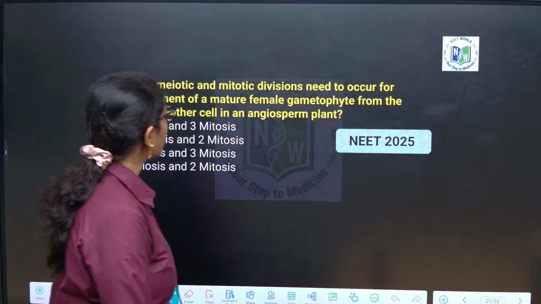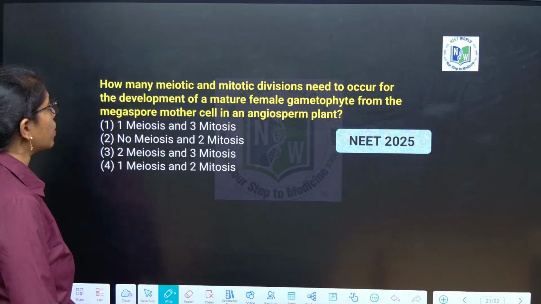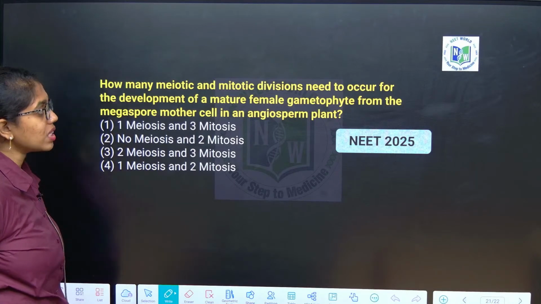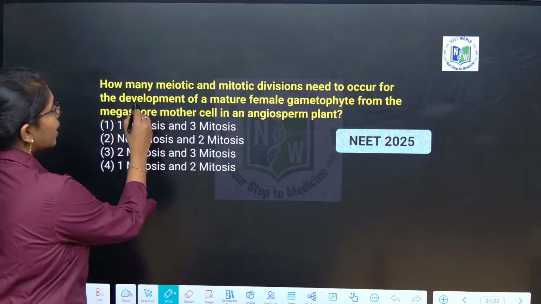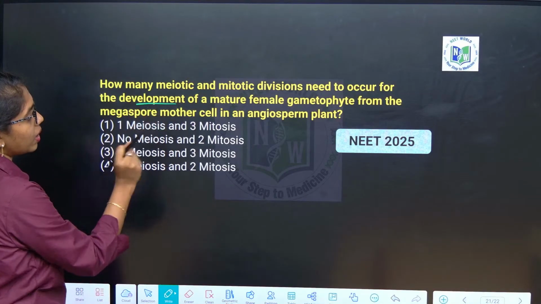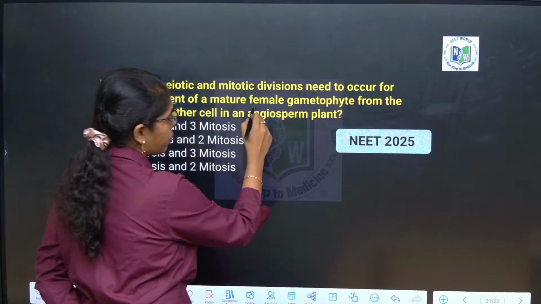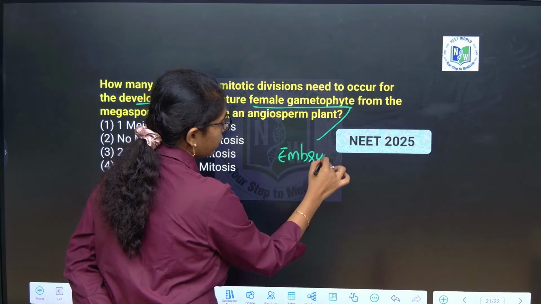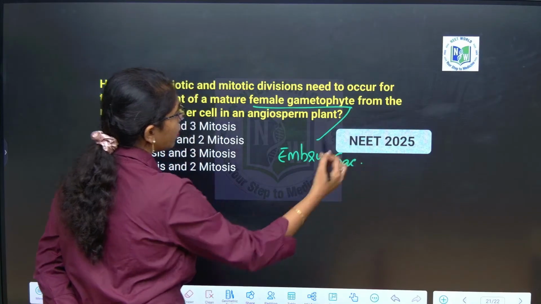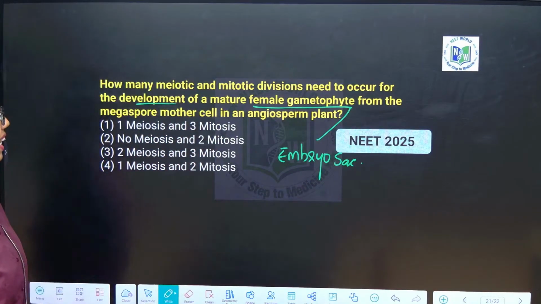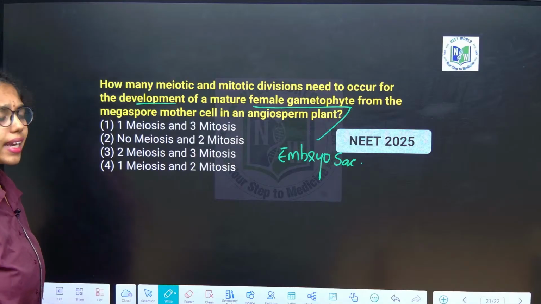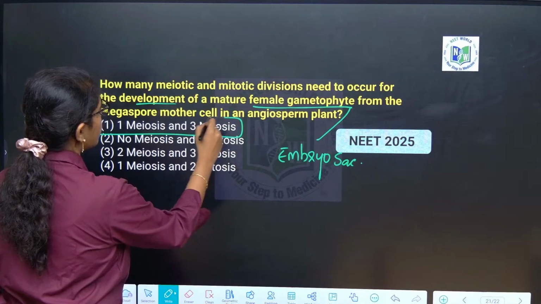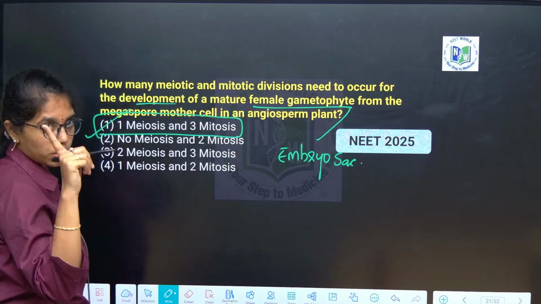Next you see, you got 3 questions in the 2025 recent NEET paper. How many meiotic and mitotic divisions need to occur for the development of the mature female gametophyte, that is the embryo sac, from the megaspore mother cell in an angiosperm? How many meiotic and mitotic divisions have to happen? 1 meiotic and 3 mitotic divisions. Option 1 will be correct.